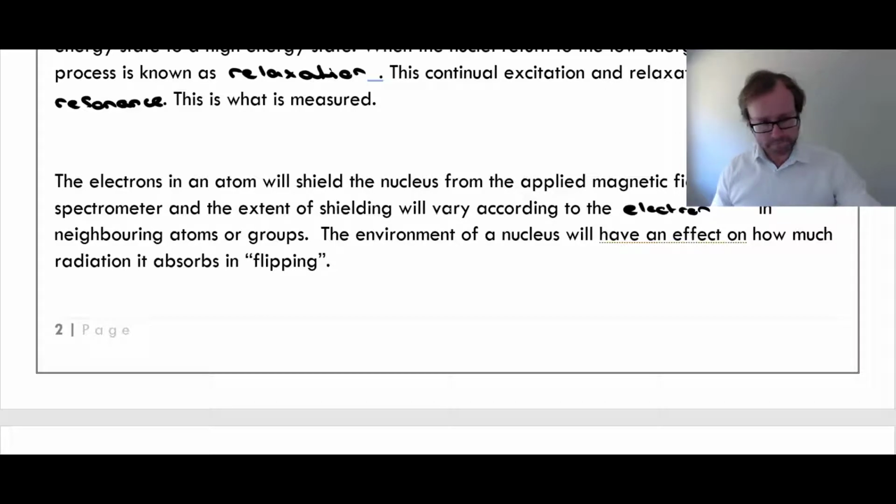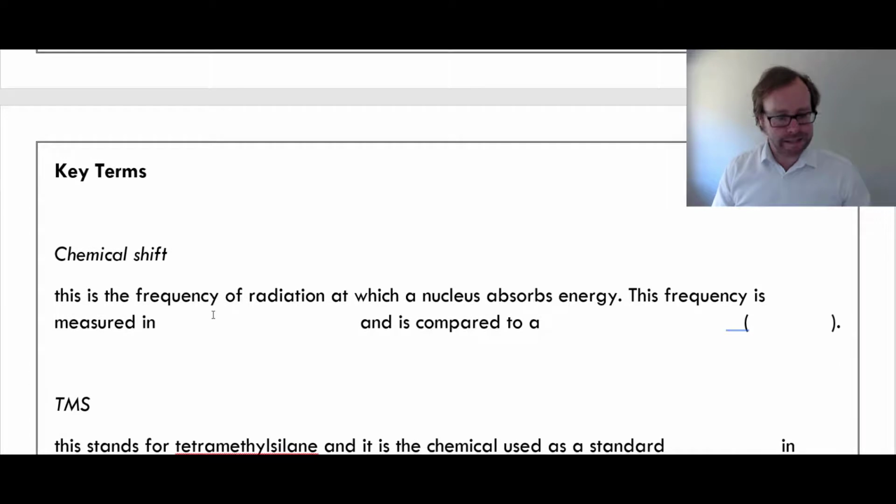Okay, so this is quite important. Electrons from neighbouring atoms or groups can shield the nucleus from the magnetic field. So if there's a high degree of shielding, then it requires more energy to get these nuclei to flip. In the next video we'll talk about this in a little more detail. However, this is the thing that you really need to know, and that's the key terms. So we will go through them.